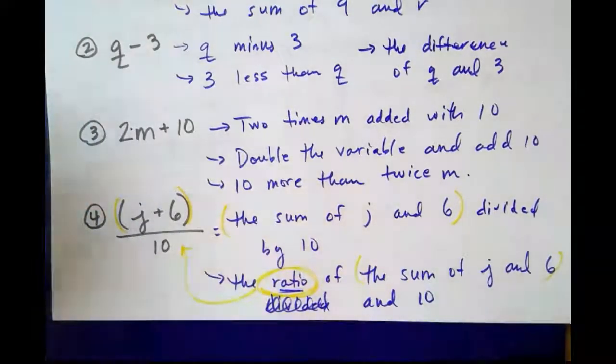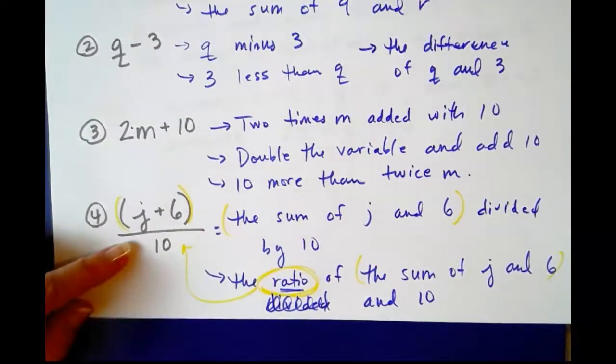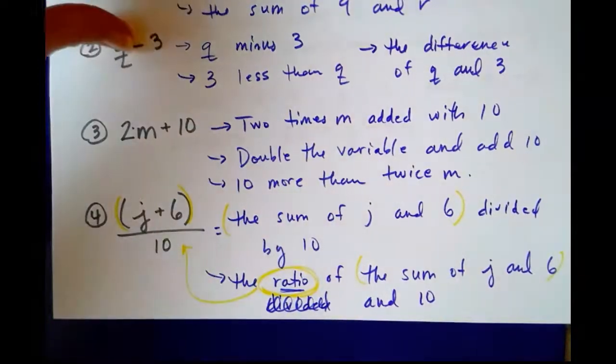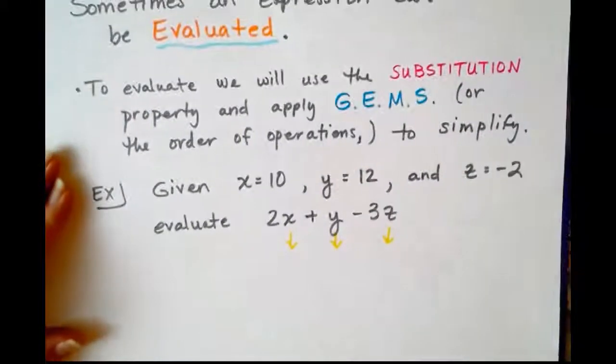So running out of room here, trying to think of another way. We could also say the quotient of the sum of j and 6 and 10. So that's another way we could say that, all using words.